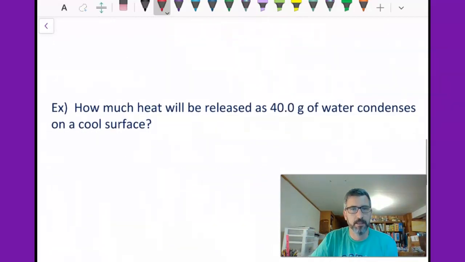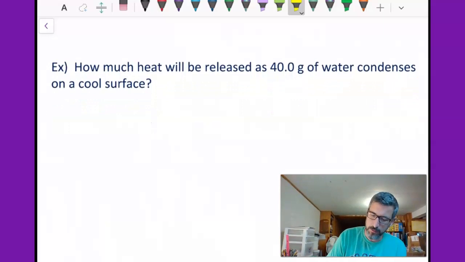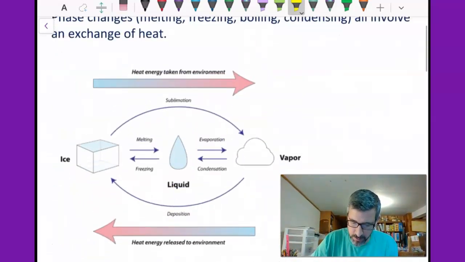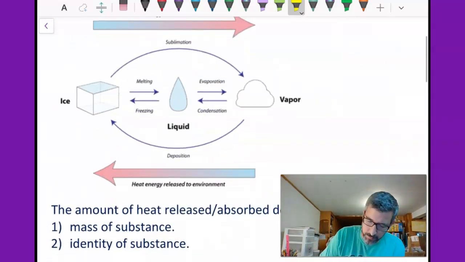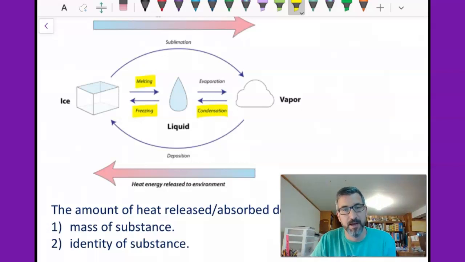Okay, let's try a different problem. Okay, so this is talking about condensation. So here we have water condensing this time. So it's not freezing, it's condensing. So we're going essentially from a gas to a liquid. If we go back up to our picture up here, heat of fusion involved these two processes, melting and freezing. Right now we're talking about condensation. So that is a little bit different. It's not going to be the same amount of heat that we had over here for melting and freezing.